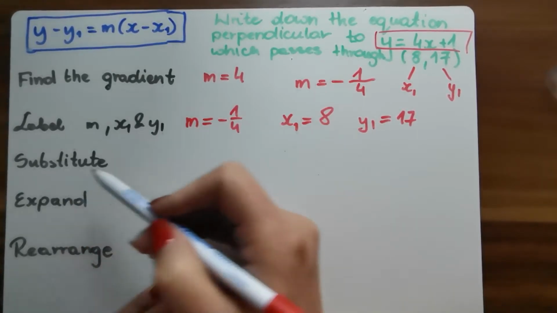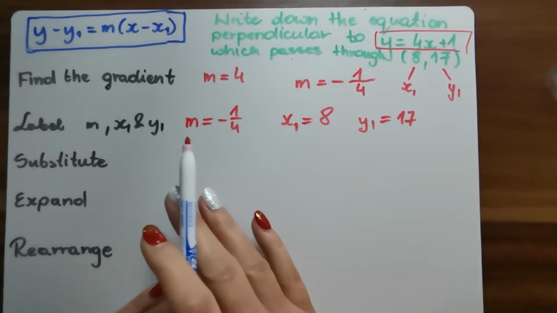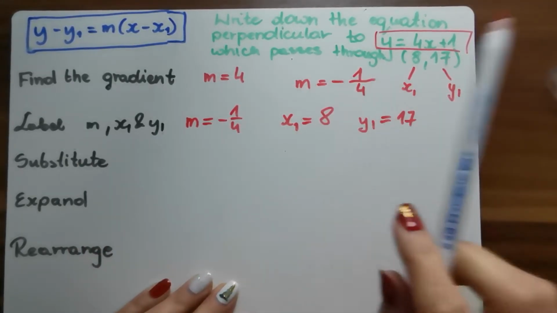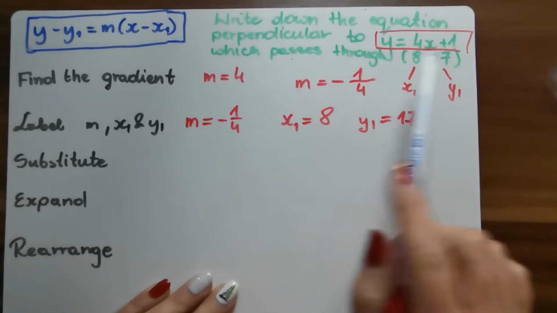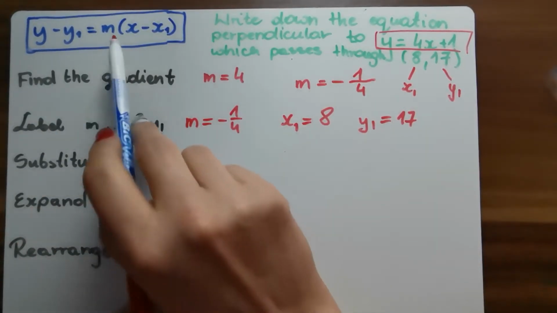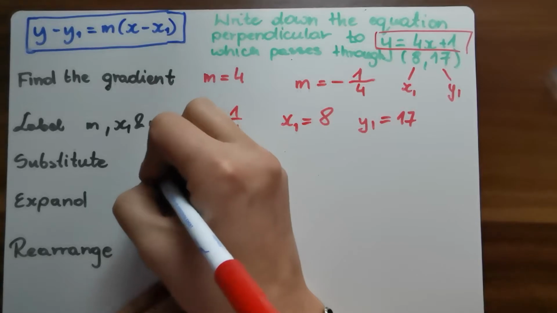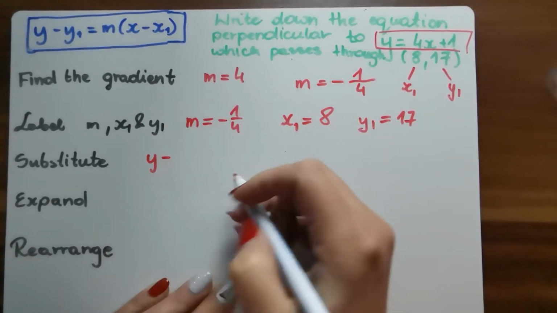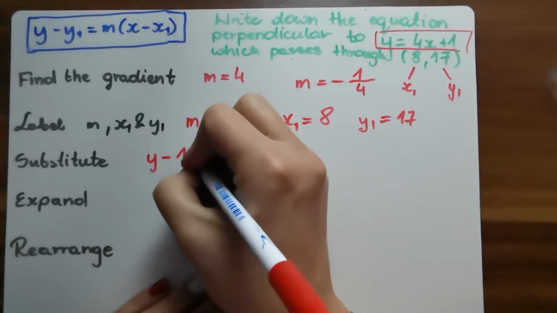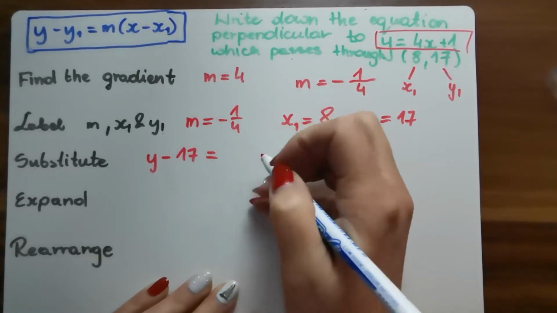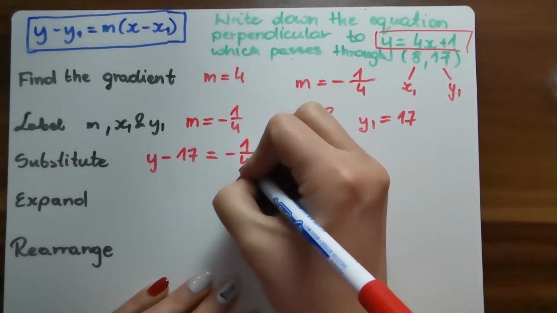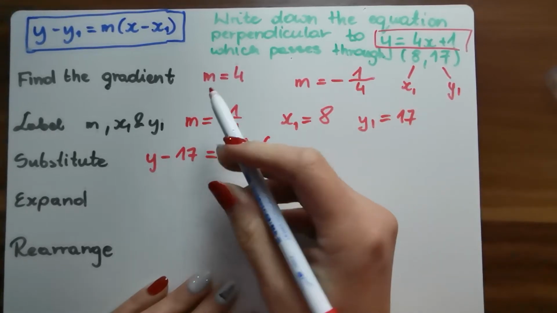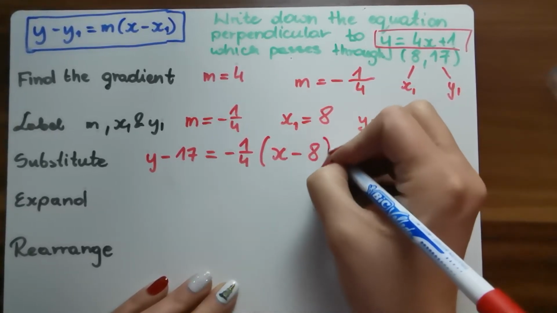Okay, so the next step is the same as what you were doing before. From this moment, you're doing exactly the same as when you were trying to find the equation of a parallel line. So substitute into our formula. We'll get y take away y1, 17, is equal to our gradient, negative 1/4, times x take away x1, 8.